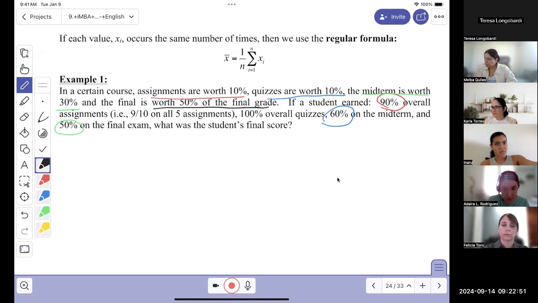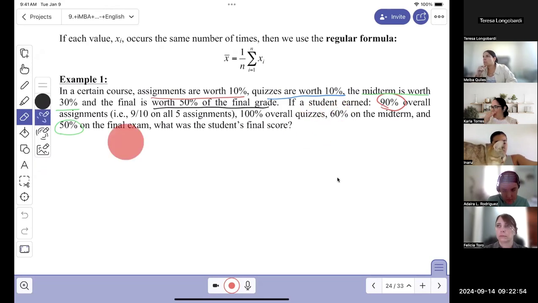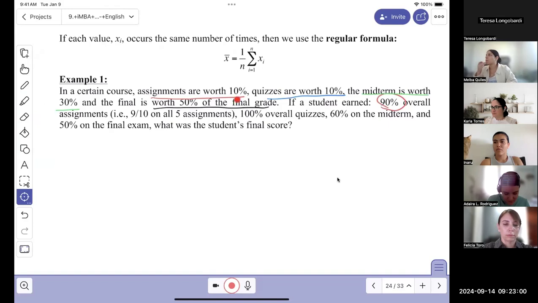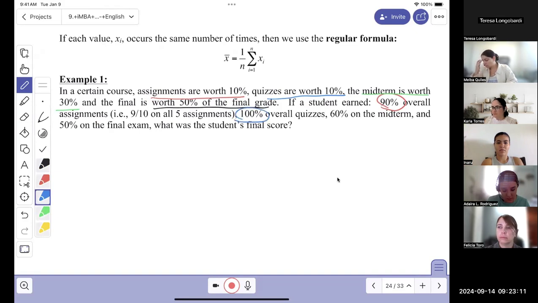Did I do this wrong again? Assignments. Okay, no, I did it wrong again. Sorry, I'm a bit distracted here. It's kind of noisy in the background. Okay, assignments, 10%, 90% on assignments. The quizzes are 10%, and that's blue. And midterm is worth 30%, so I'm going to put that in green. And the final exam is going to be 50. All right. Is that okay? Sorry for the confusion.